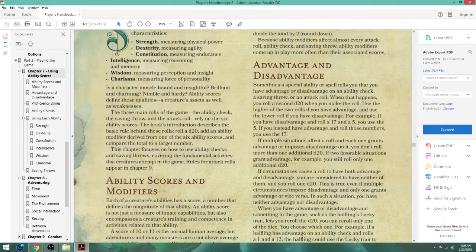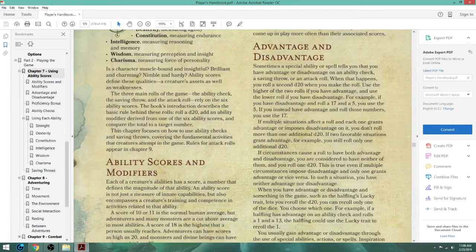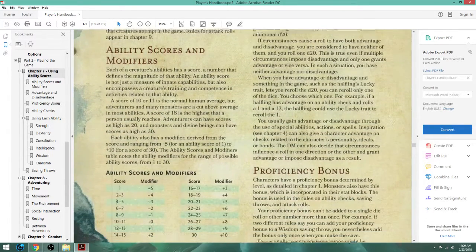At disadvantage, you roll 2 dice and you pick the lower of the 2. That's not really good. You want to avoid those as much as you can, but you just can't help it sometimes. Sometimes you'll get disadvantage on rolls and you won't even know it. And it's up to the dungeon master a majority of the time whether you have disadvantage or advantage. So that's how advantage and disadvantage works.